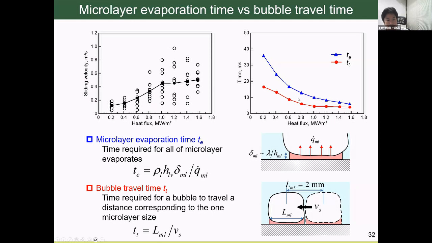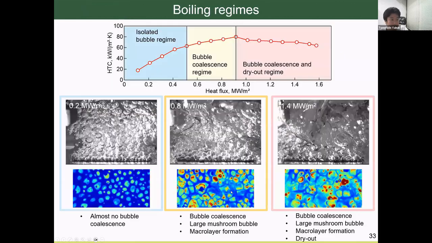So this means the sliding bubble has a large enough velocity to prevent the formation of the dry patch. The bubble quickly moves on the surface, and so the dry patch cannot form under the bubble.